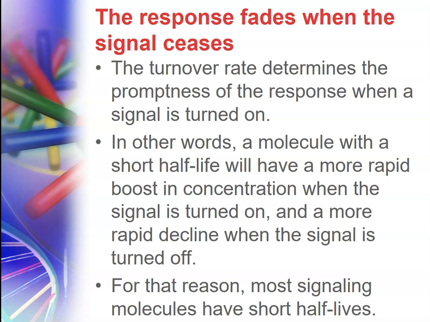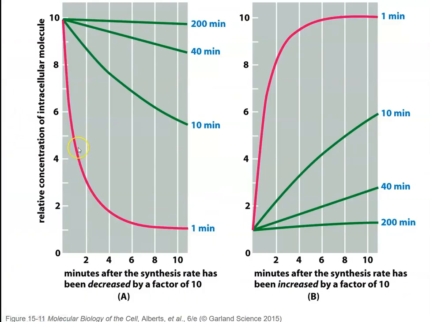So most signaling molecules have short half-lives, and that's demonstrated on this next slide, where you can see a molecule with a half-life of a minute. If you look over here for part B, the x-axis is the minutes after the synthesis rate has been increased by a factor of 10. You can see we can really ramp up the synthesis of this molecule, and we can also decrease its amount when the signal has passed. Whereas if we have these molecules shown in green, with much longer half-lives, then it takes a lot longer to get your signal and it takes a lot longer to turn it off.